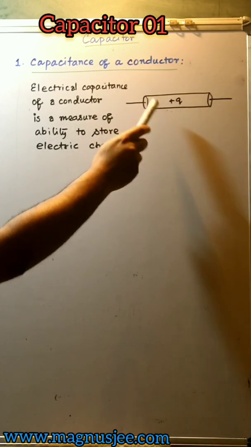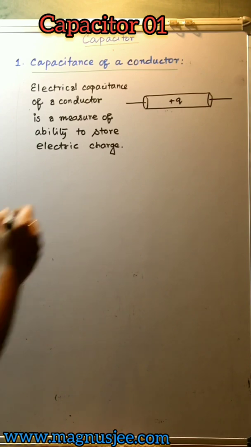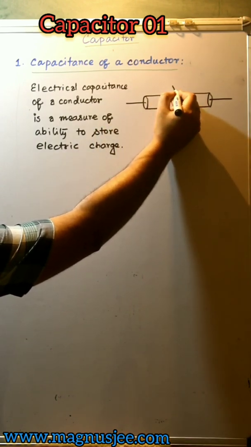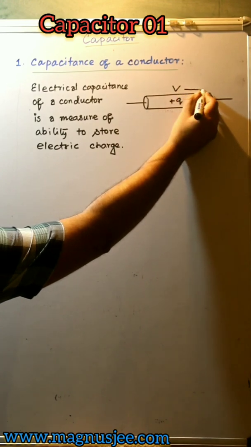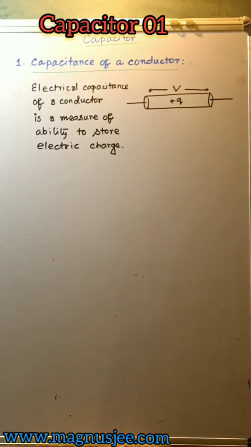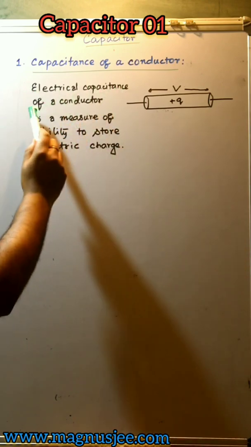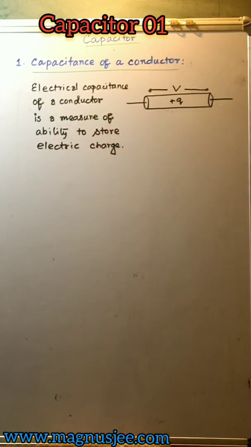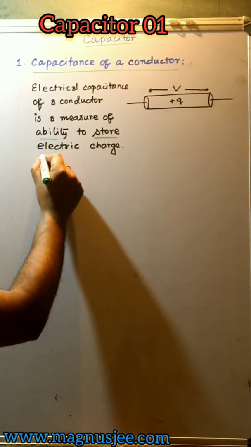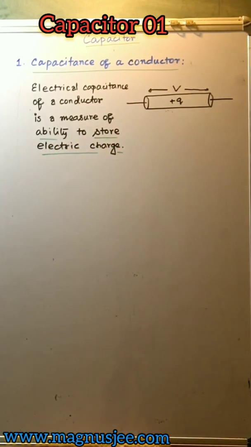the charge which is given to the conductor, and due to this charge we can assume that the potential difference across this conductor will be V. And what should be the definition of capacitance of a conductor? The electrical capacitance of this conductor is a measure of its ability to store electric charge.